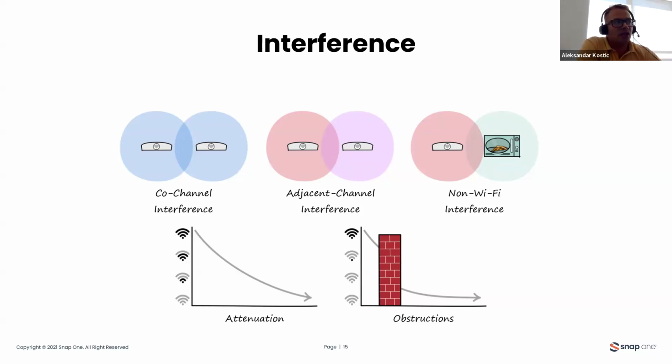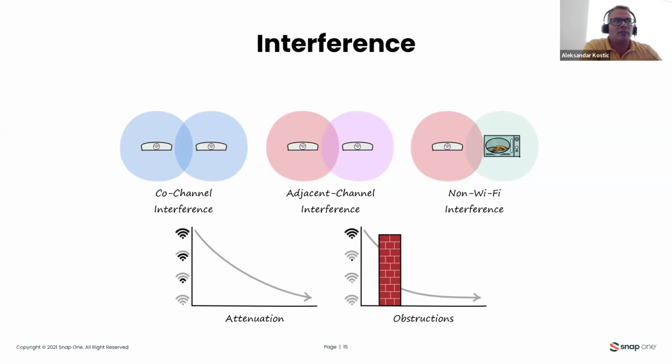Also, we have adjacent channel interference, which means if channels are just partially overlapping, for example channel 1 and channel 3 on 2.4 gigahertz, they will also cause interference. So they should be completely non-overlapping in order to be interference-free.